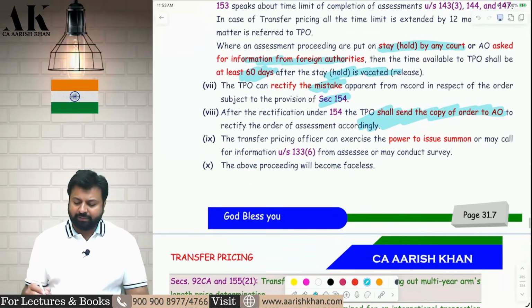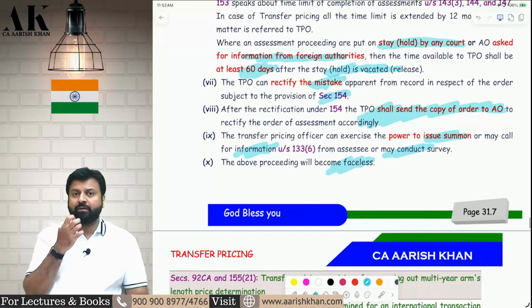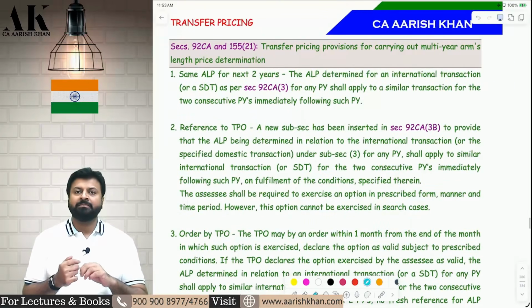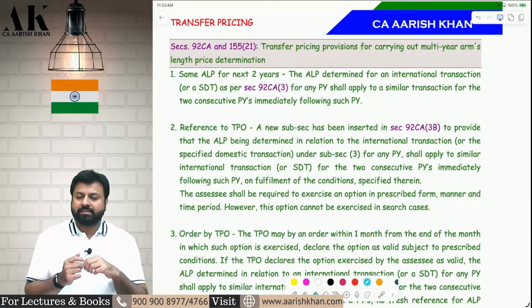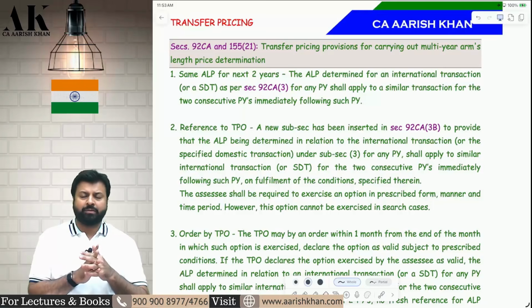Then the TPO has been given some extreme power to issue summons, to call for information, and to conduct survey also. And last but not least, this proceeding will also become faceless now. I hope it is clear to all of you. This proceeding will also become faceless now. No need to be physically present in front of the TPO.